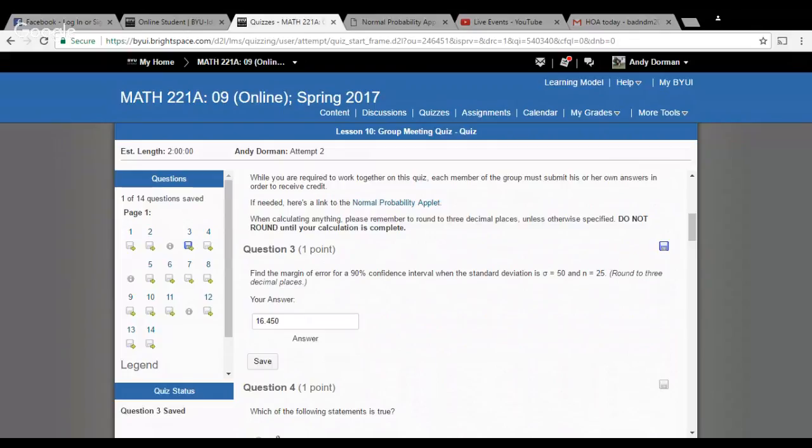Can you hear me? Hello? Okay. So question number 3, find the margin of error for a 90% confidence interval when the standard deviation is sigma equals 50 and n equals 25. Do you remember how to calculate that? Okay. And I had 16.450. Did you get a similar answer to that?